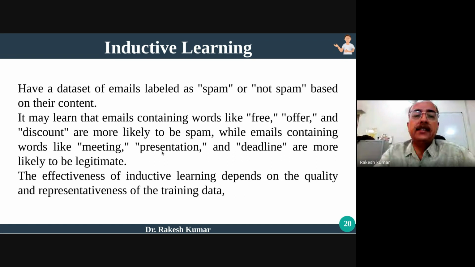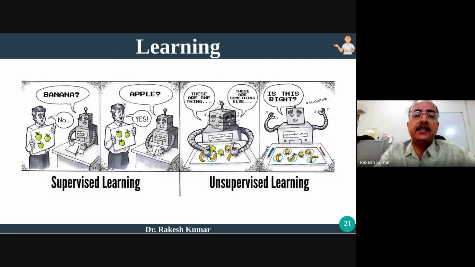So automatically when you receive a mail, it will analyze the contents and put it in the spam box. It's an example of inductive learning, that is, learning from examples. From this image, you will understand that there are two types of learning techniques used by these computers: one is known as supervised learning and another is unsupervised learning.